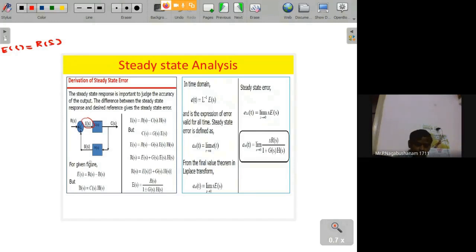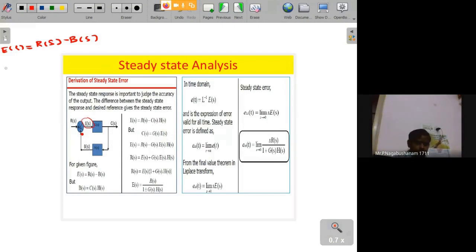This is the negative feedback. Let us assume I'm going to use a negative feedback. If it is a negative feedback, then towards the summing point B is coming with a negative symbol. So this is minus B of S. First one, and the second one, let me take C of S. Otherwise, B of S is the output of this feedback part.